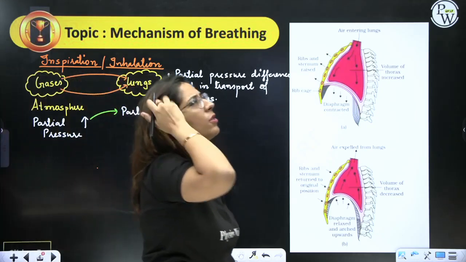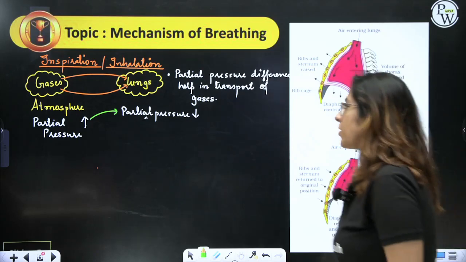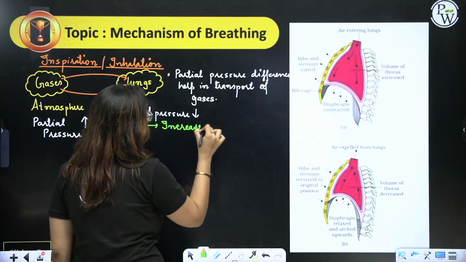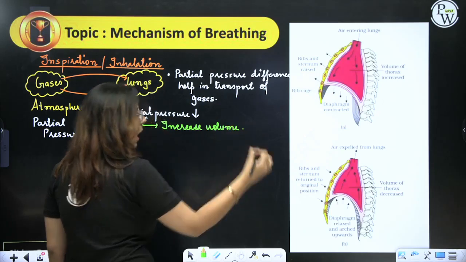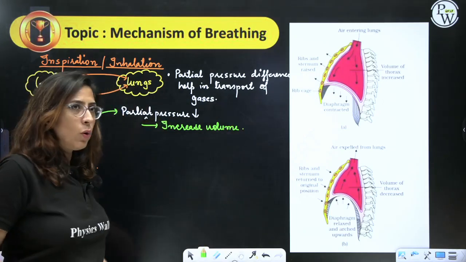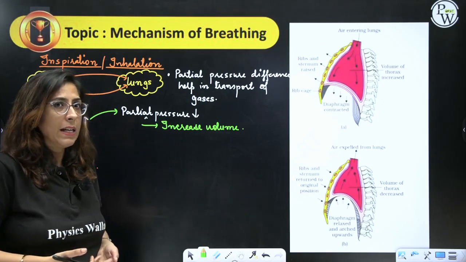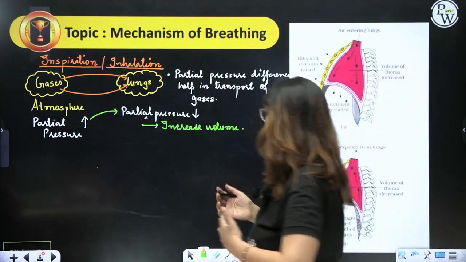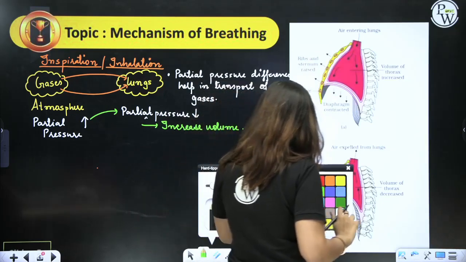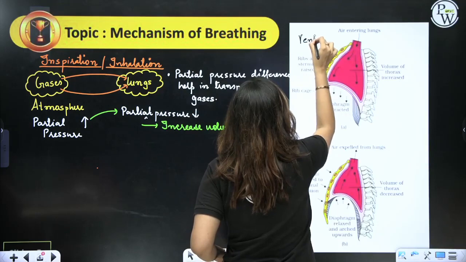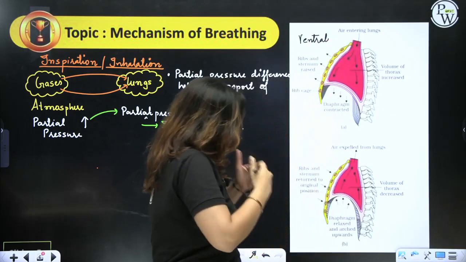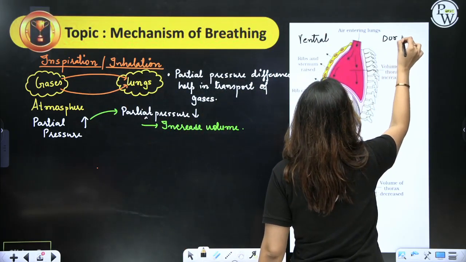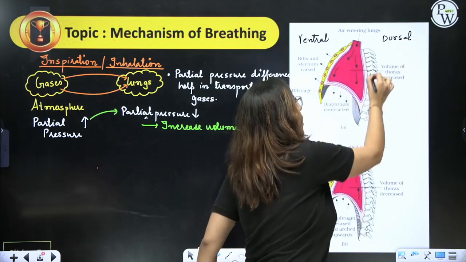Now, when there is a pressure difference, how can we reduce the pressure? Think about it. Pressure can be reduced by increasing the volume. Let's increase volume. And how can we do that? You can see the whole lungs are present in the cage. Now, look at these lungs. On the ventral side, we have the ribs and the sternum. Now, when we talk about the dorsal side, we have these vertebrae.